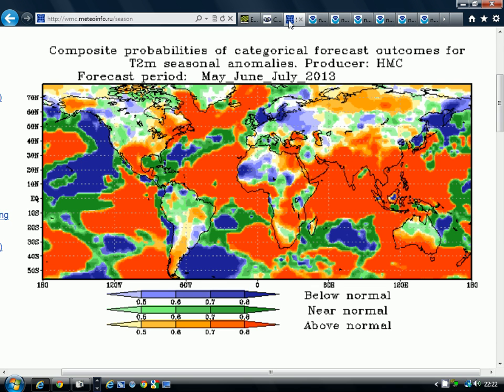This is temperature probability, and we see that the British Isles is more or less in the green colours here. We've got the blue colours out to the east, most of the British Isles in the green colours. That's indicating near normal temperature probability, so the model is predicting that the probability for the summer is to have near normal temperature. But notice how cold it is to the east.